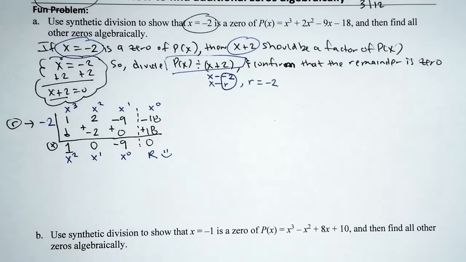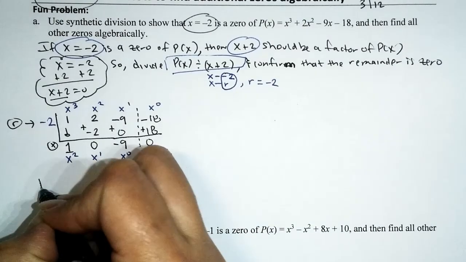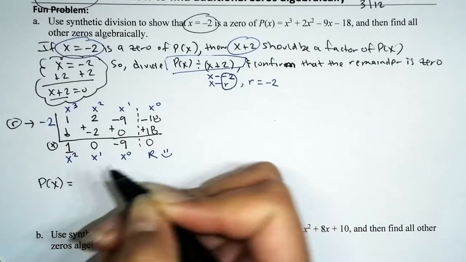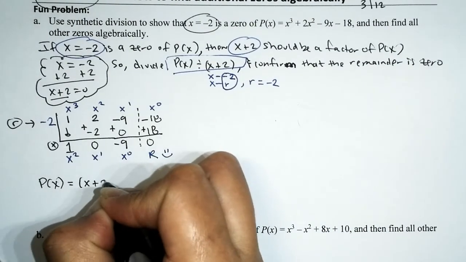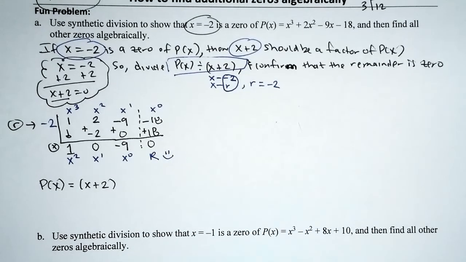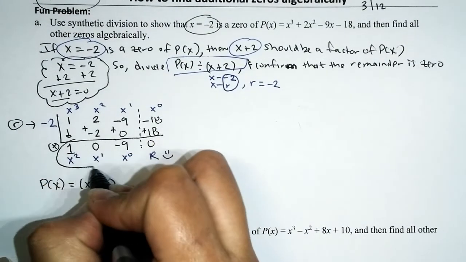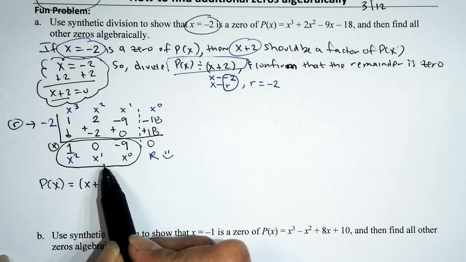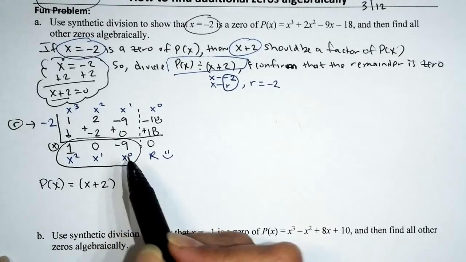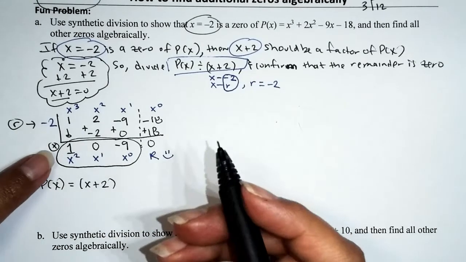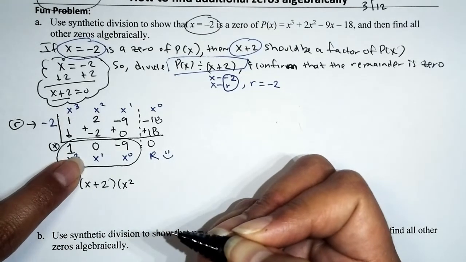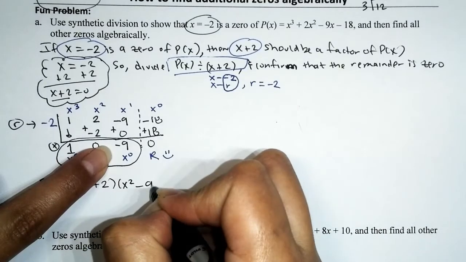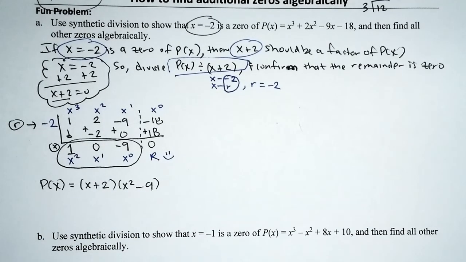Alright, so let's go ahead and begin to write the polynomial in factored form. So we have p of x, and we just divided by x plus 2. And we're going to multiply it by the quotient, which is given by 1x squared plus 0x minus 9. Okay, but let's clean that up. The quotient is given by x squared, there's no need to put plus 0x, we're going to put minus 9. Okay, so we had begun to factor.